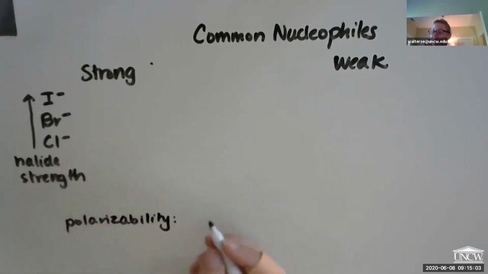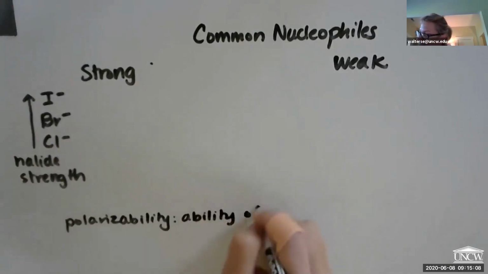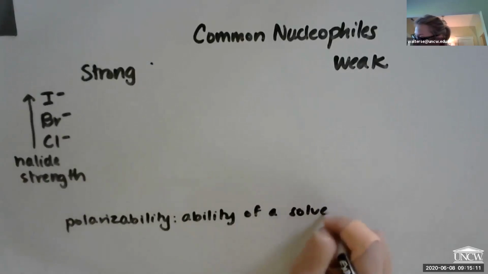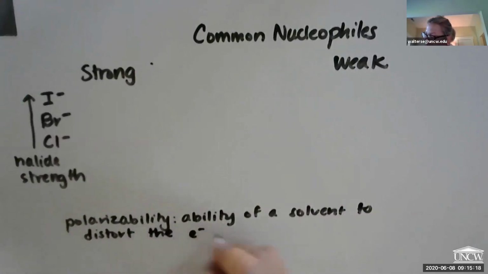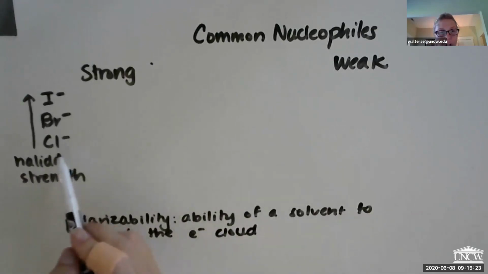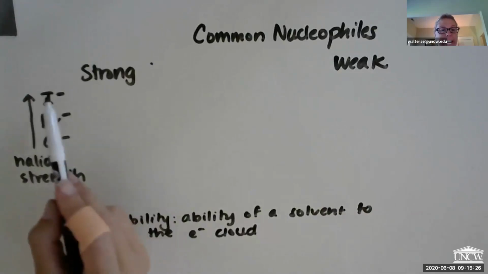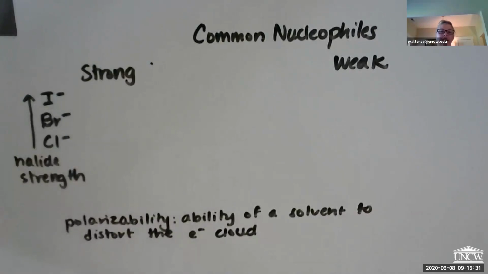Right? And polarizability is the ability of a solvent to distort the electron cloud. Okay. So chloride is smaller than bromide, which is smaller than iodide. Iodide is the largest halide and has a lot of electrons. It's big and it's fat and it's squishy. Okay, it's like a comfortable feather pillow on your bed.